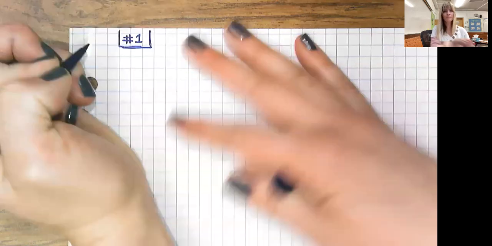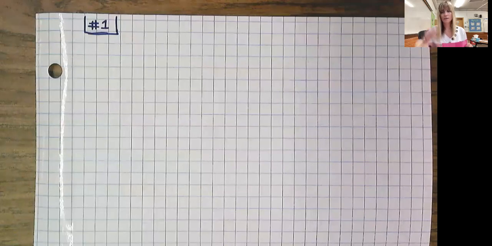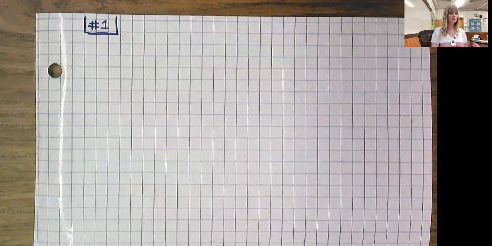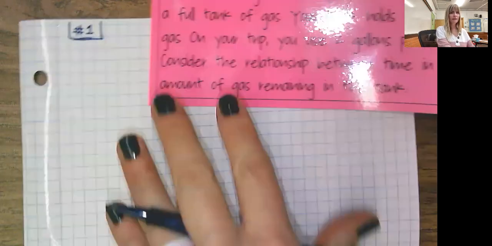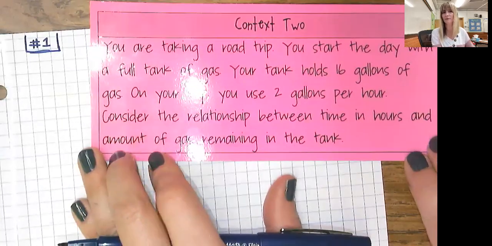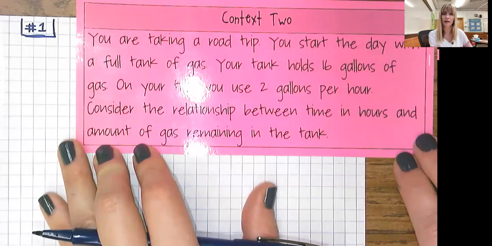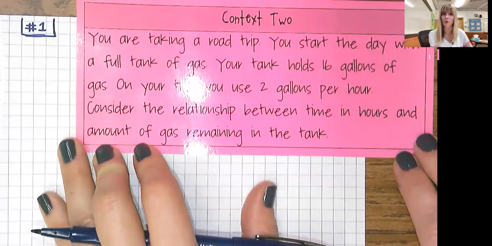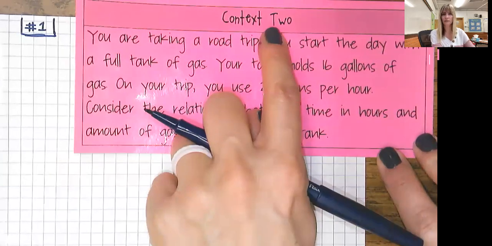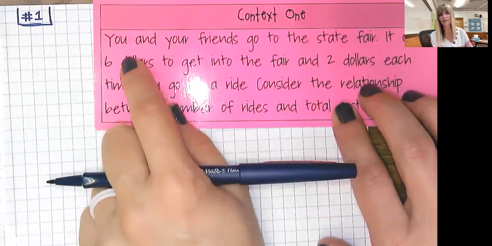In this top box here, will you please write number 1? Like so. And then I am going to give you a context, which of course we know means a story. It's on this laminated card here. I'll just read it to you. It says, you are taking a road trip. You start the day with a full tank of gas. Your tank holds, oh my goodness, that says context too. Well, there's a preview of what's coming next. Let's start with this one, the one that actually says number 1.